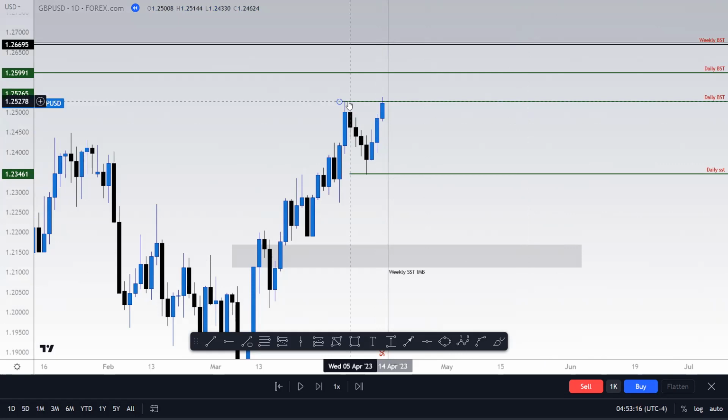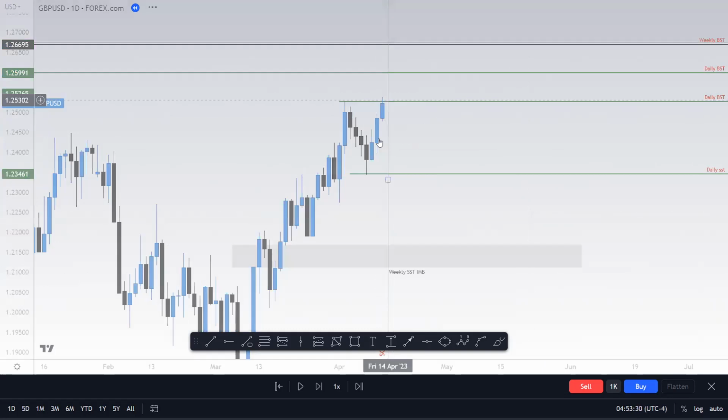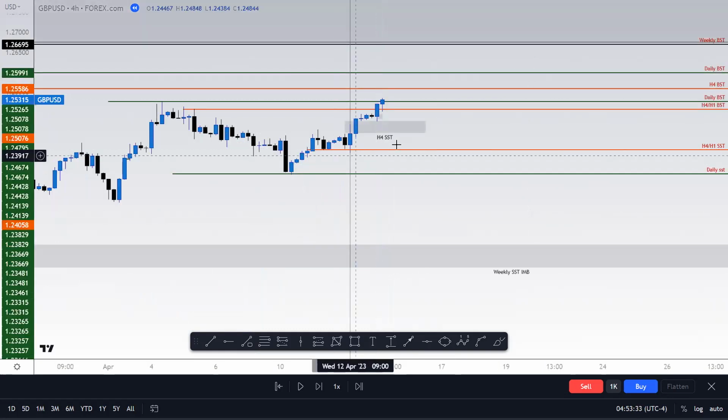On Thursday I was pretty much 89% sure we were going to see a continuation. Wednesday, 89% sure we were going to see a continuation. But Friday was one of those days where it could give us a continuation or it could give us a reversal. Therefore, the more important thing to focus on was the lower time frame confirmations.